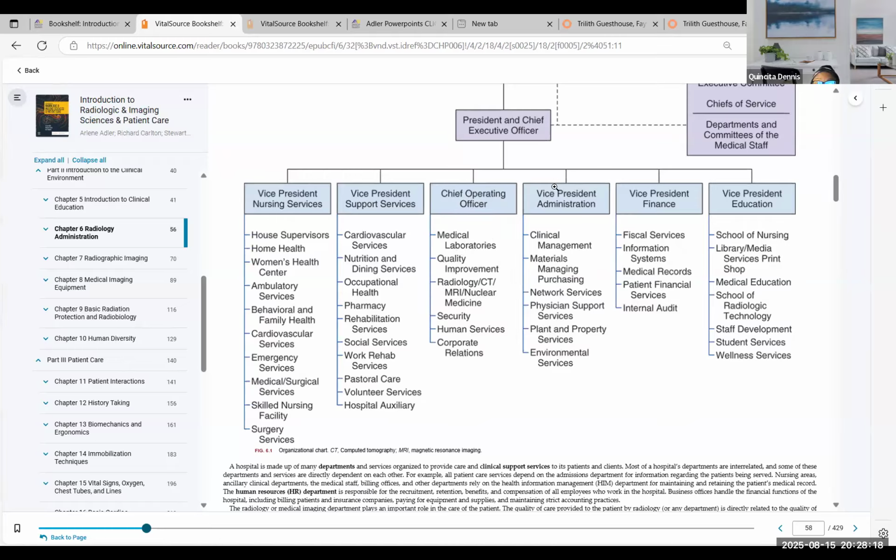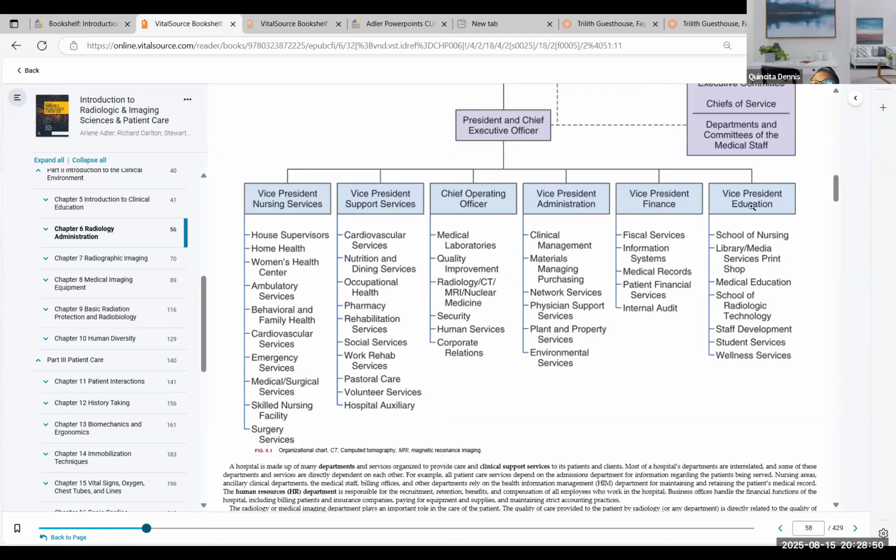All right, then we have another little area. So this vice president is responsible for more of the admin services. So clinical management, materials, network services, so IT, physician support. Again, this is just an example of a chart. Then we have finance. Of course, without money, the hospital cannot run. All right, so we have financial services, who they report to and who falls under them.